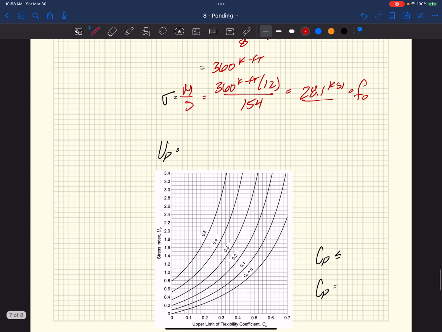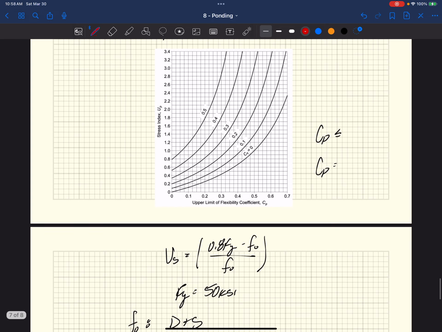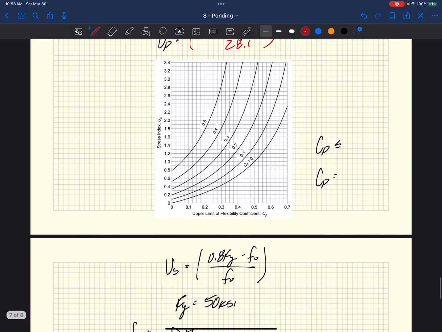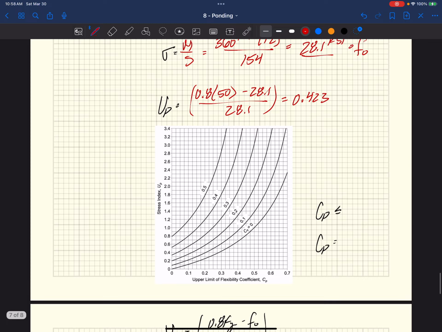So now we can develop our stress index, 0.8 times Fy. So we're limited at 80% of 50 or 40 KSI, minus 28.1, all over 28.1. All of a sudden we get 0.423. On top of that, as I mentioned, we need our C sub P value, right, that we had before.